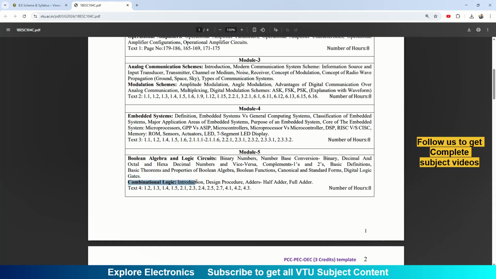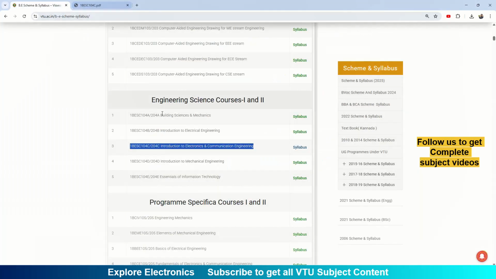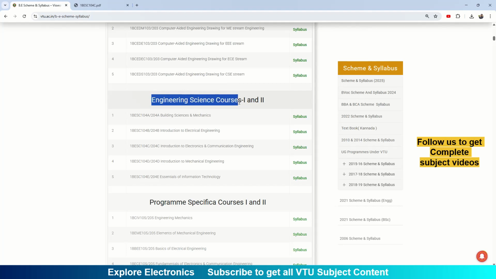In chapter 2, some combinational logic is given. Here introduction, design procedure, half adder and full adders are covered in module 5. So if you look at this subject, starting from components, then till building some embedded systems and also some digital circuitry, they have covered. So this is a very good subject to take as an engineering science course in first semester or in second semester.